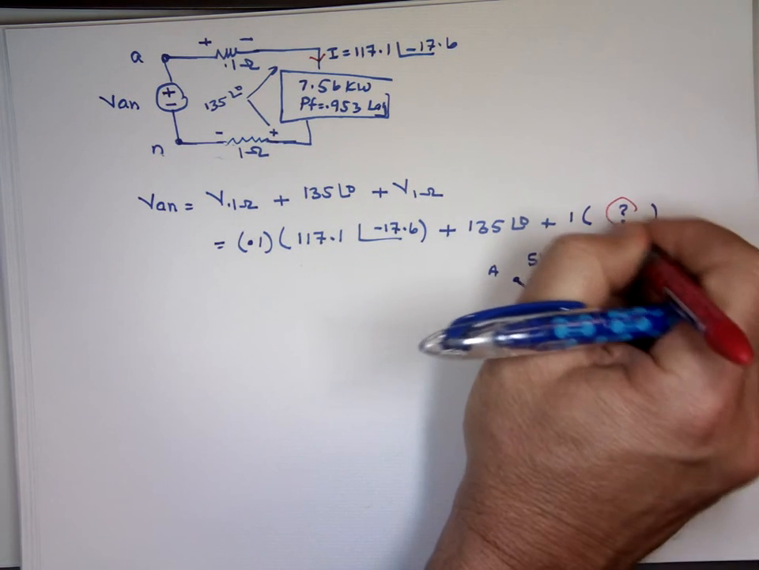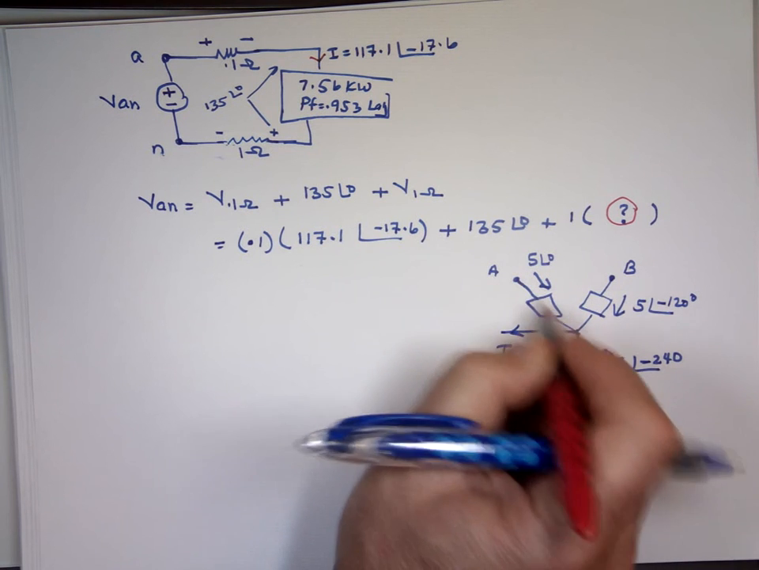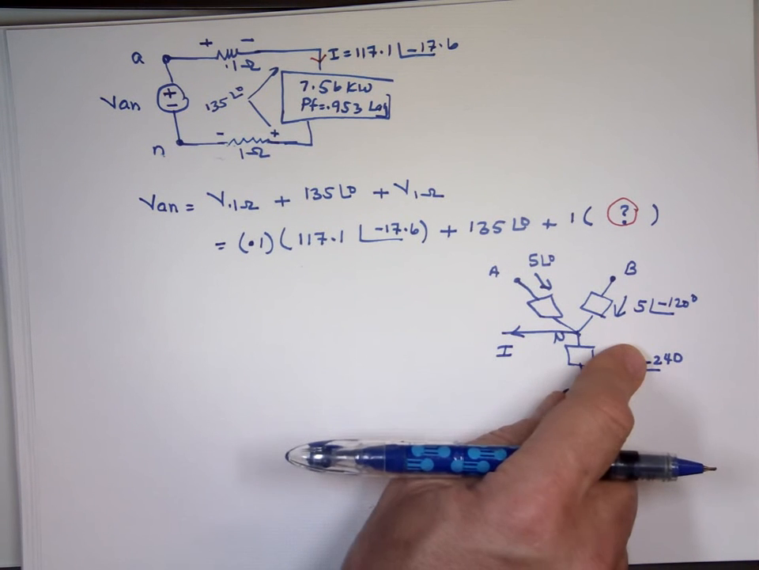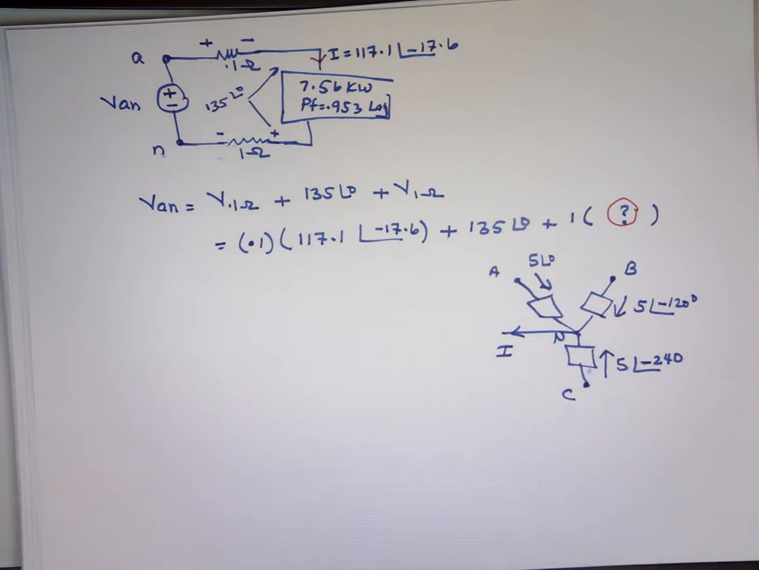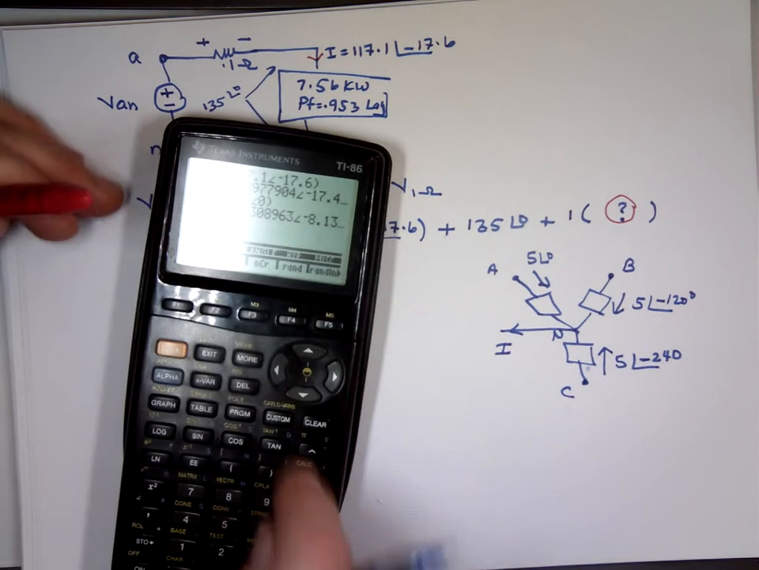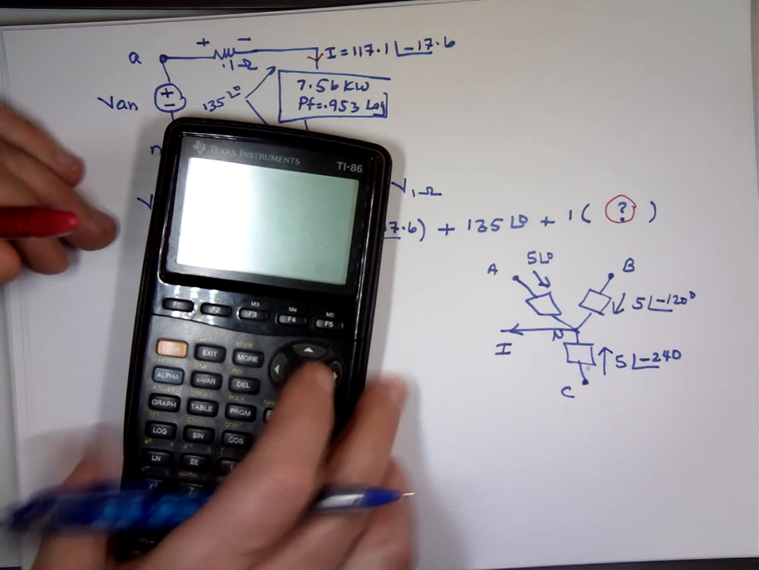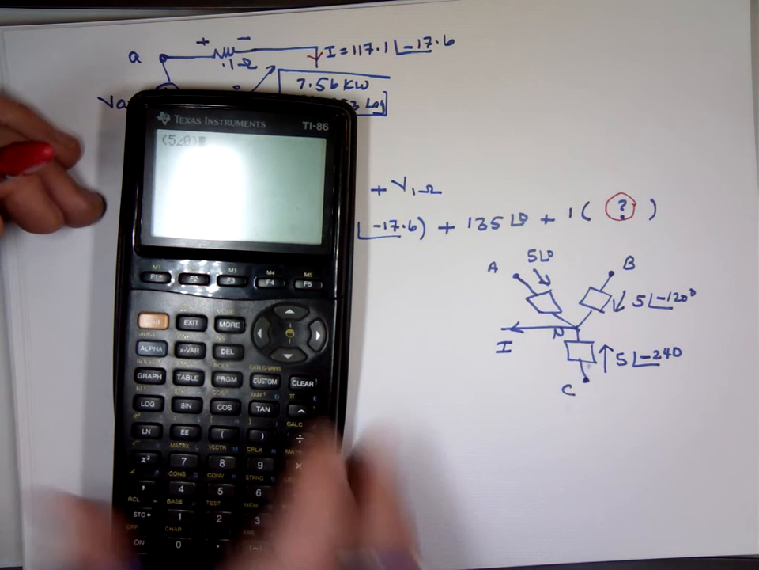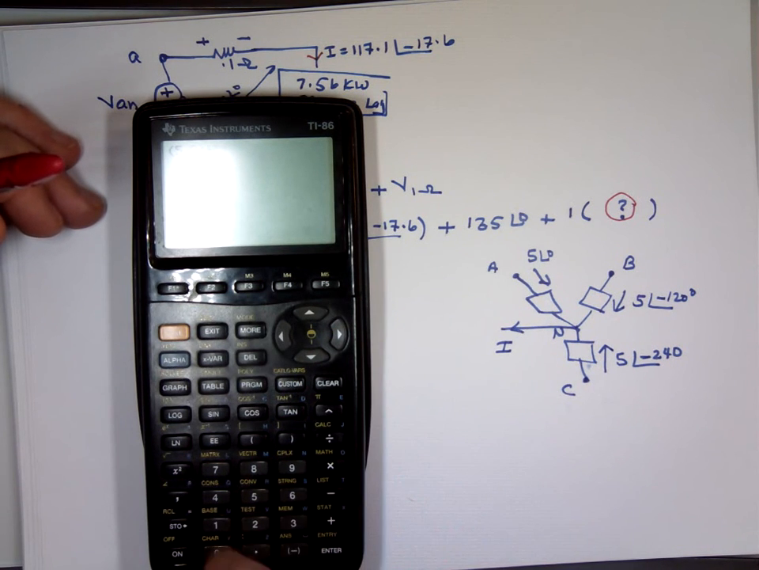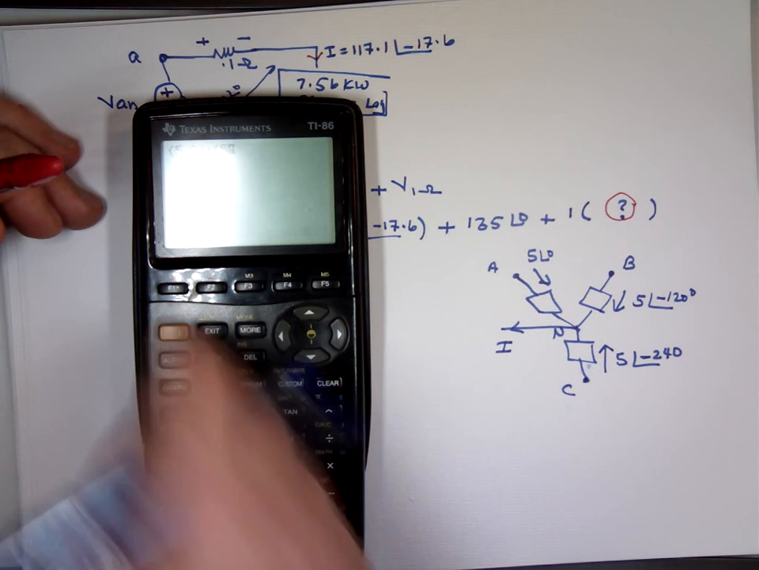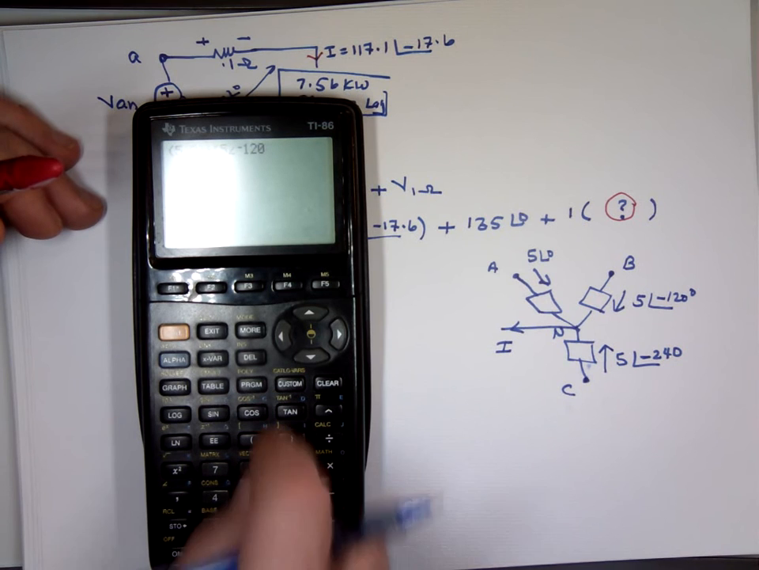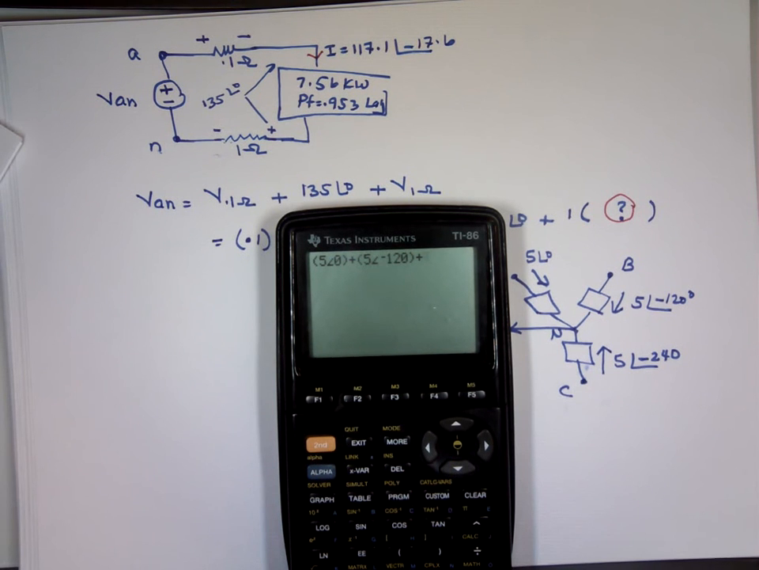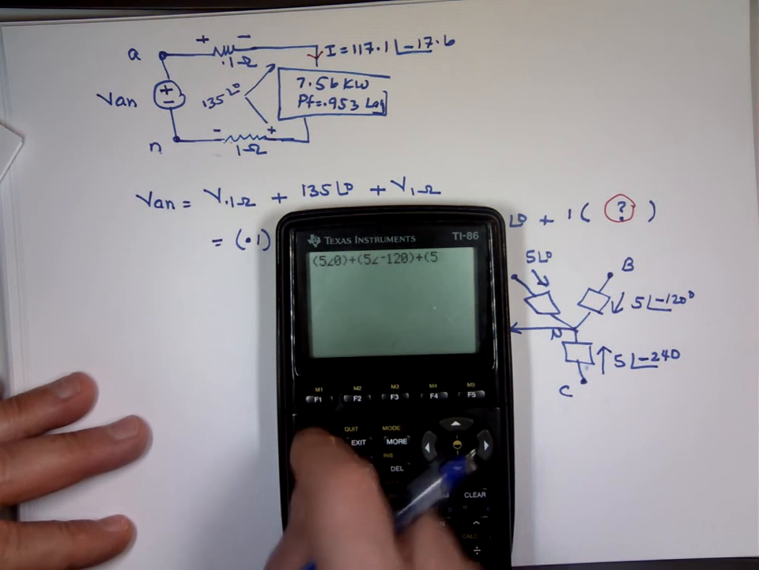Is this current the same current going through the A? Is it the same current? Well, it looks like this current is going to be the sum of these three, right? So what's the sum of the three of them here? Let me add them. Parentheses, 5 angle 0, plus 5 angle negative 120, plus 5 angle negative 240.